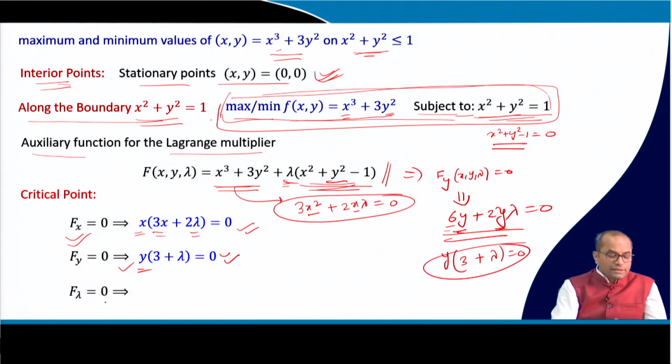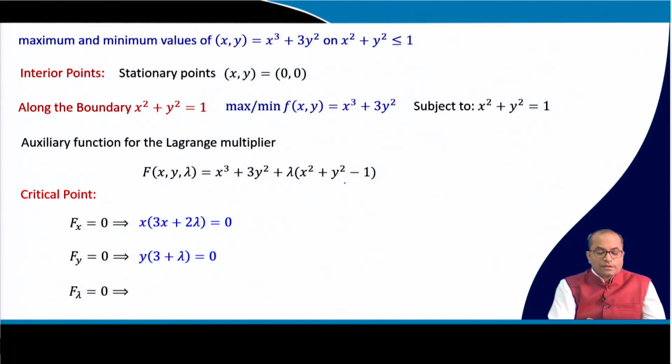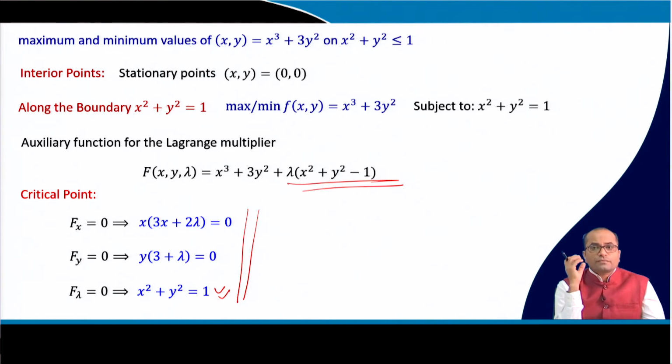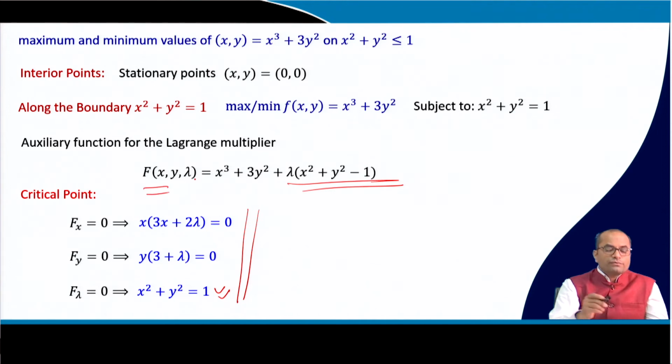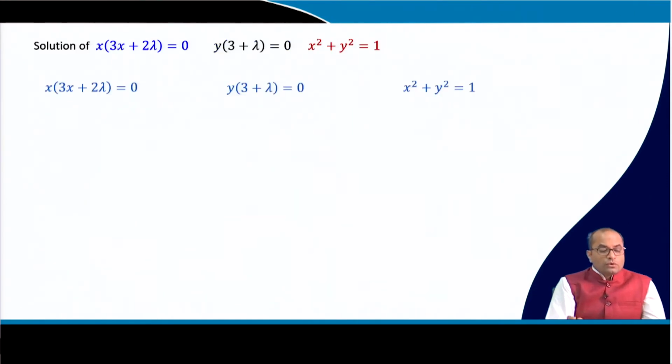And the third equation, by setting F_lambda is equal to 0, is the constraint itself, because when we differentiate with respect to lambda we will get the second part, that is x square plus y square minus 1 is equal to 0. So, these three equations need to be solved to get all possible critical points for this second problem, where we have defined the auxiliary function.